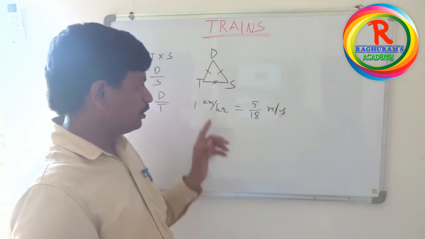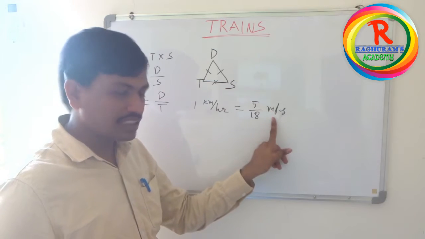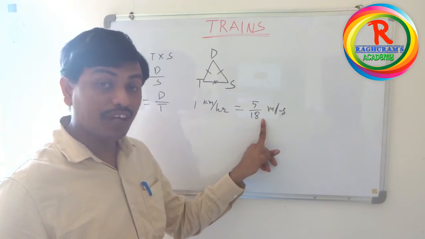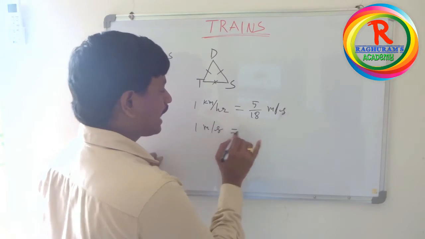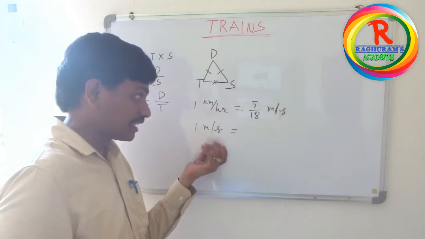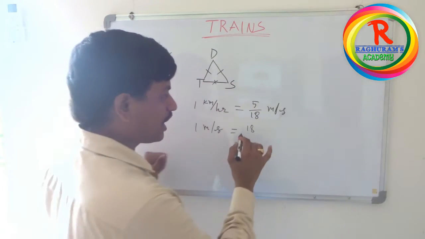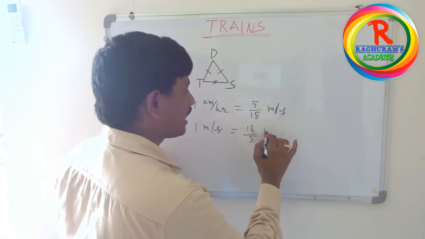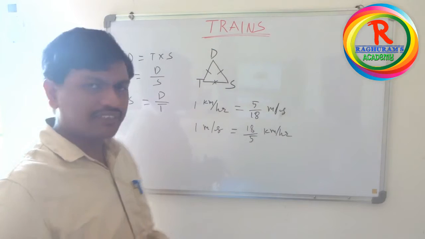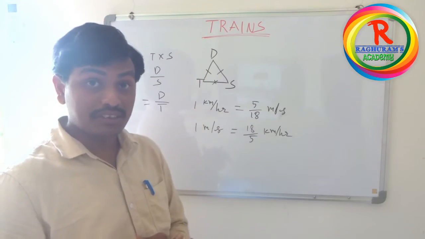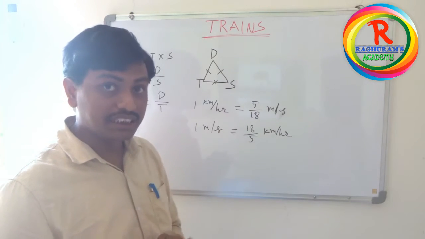So suppose the speed is in kilometer per hour. To convert it to meters per second, just multiply by 5 by 18. Suppose we have 1 meter per second and the speed is in meters per second, we have to convert it to kilometer per hour. How do we convert? Just the reciprocal of this one, multiply by 18 by 5, and we get it in terms of kilometer per hour. This is the basic conversion I have explained in time and distance problems. How we got 5 by 18, that also I have explained in time and distance problems.